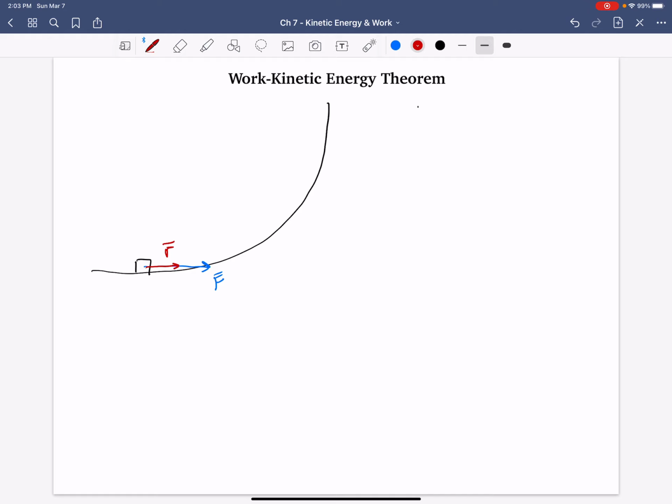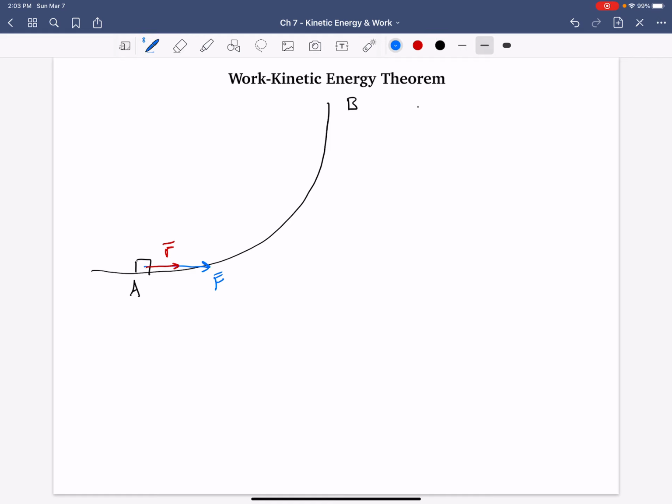For right now, I'm going to use the notation of R. This is actually the general displacement symbol instead of D. So your intuition should tell you that in order to most easily push this object up to the top, actually let's start at point A and end at point B, you should always have your force and displacement in the same direction.